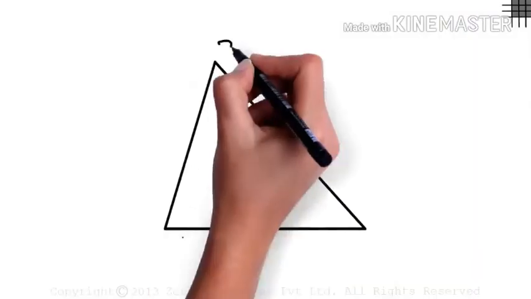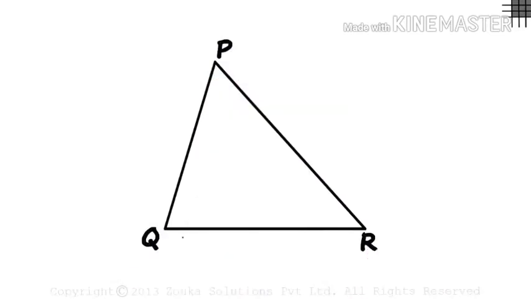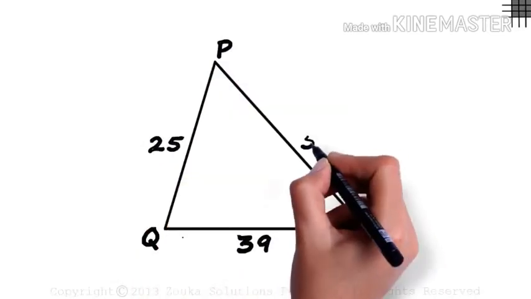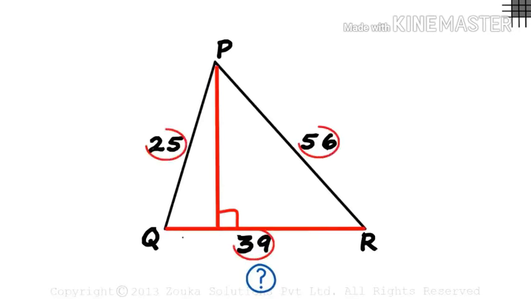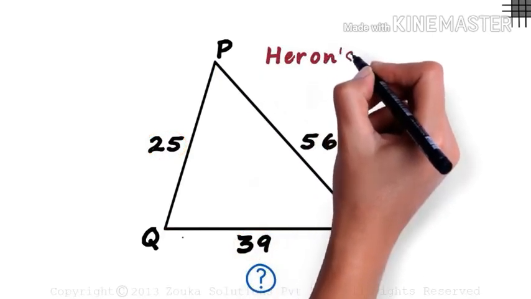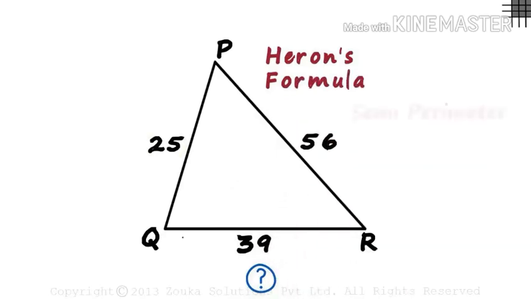Consider a triangle PQR with sides 25, 39 and 56 units. How do we find the area of this triangle? We don't have the height or the base, but we have been given the lengths of all three sides. Since we've been given only the lengths of the sides, we know we have to use Heron's formula, and to use the formula, we need the semiperimeter of the triangle.